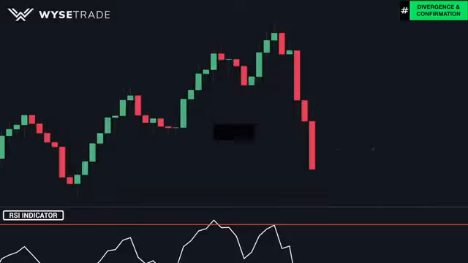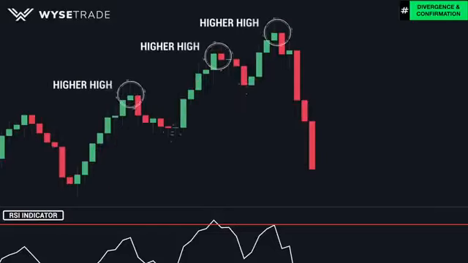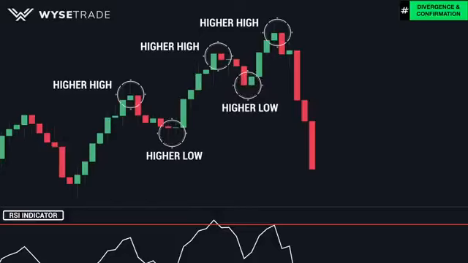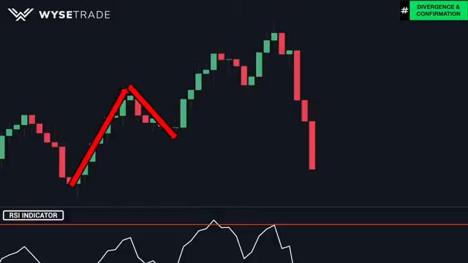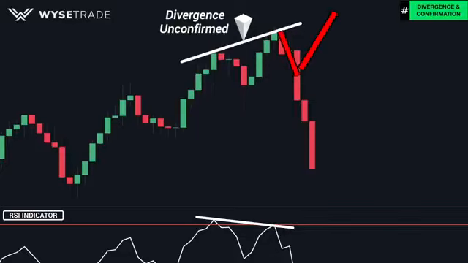So let's break this down. This is a clear moving uptrend as price is making higher highs and higher lows. Run, pull back, run, pull back, run. You then spot this clear wide divergence formation. Now this is what we call divergence unconfirmed because it can start as a divergence, pull back slightly, and then still continue on. And then you would have been faked out and took a loss.